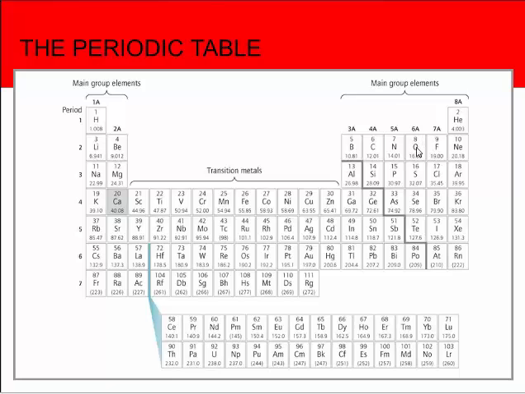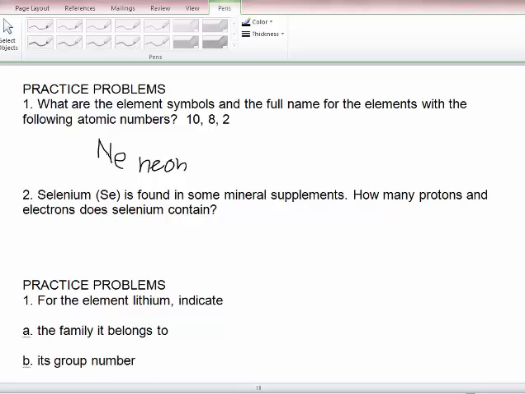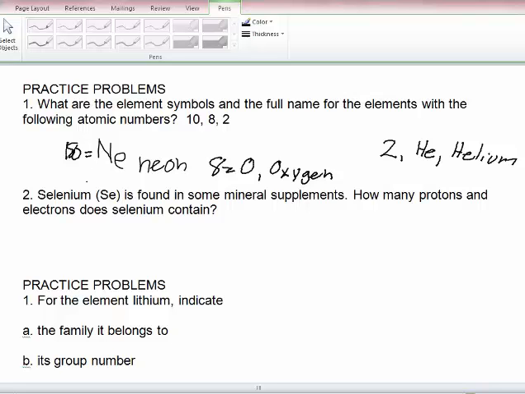For 8, if we go to find element number 8, the elemental symbol is O. That stands for oxygen. Two, if we look back to the periodic table, that stands for He, helium. So 10 equals neon.